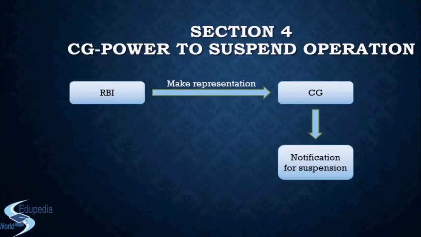And this suspension cannot exceed a period of 60 days. So as per the notification, CG may suspend it for 10 days, 15 days, 20, 30, 40, 50, 60. But at one point of time, it cannot exceed the suspension for more than 60 days. If it wants to suspend the operation for more than 60 days, it will have to give another notification for another period of 60 days or less as per the situation, right?